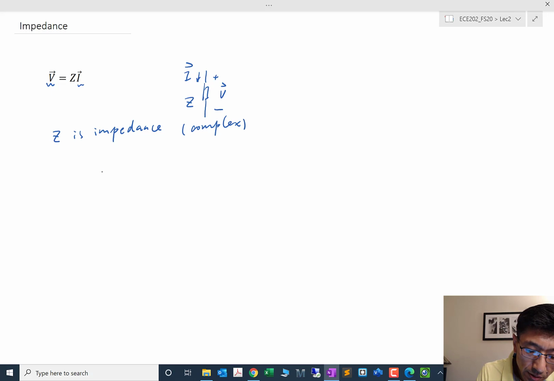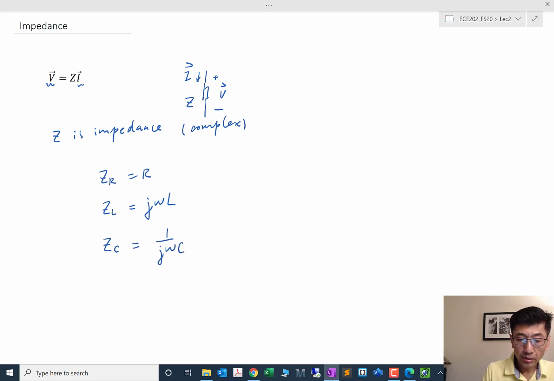So for resistance, we have Z sub R is just R, right? For inductance, we have Z sub L, that's j omega L. And for the capacitance it is 1 over j omega C, right? And so this is impedance.